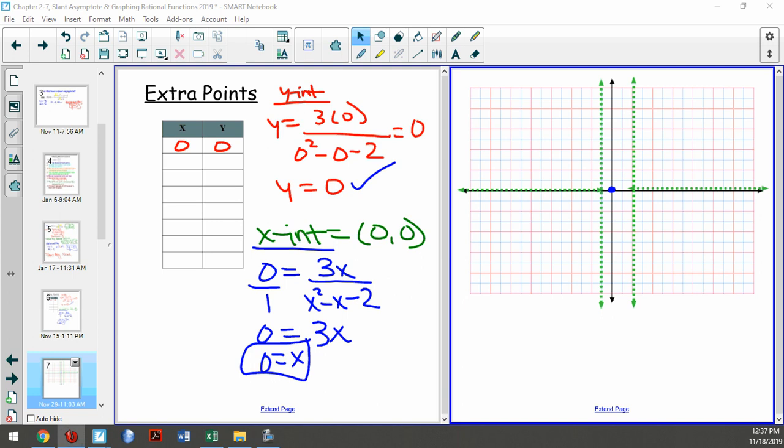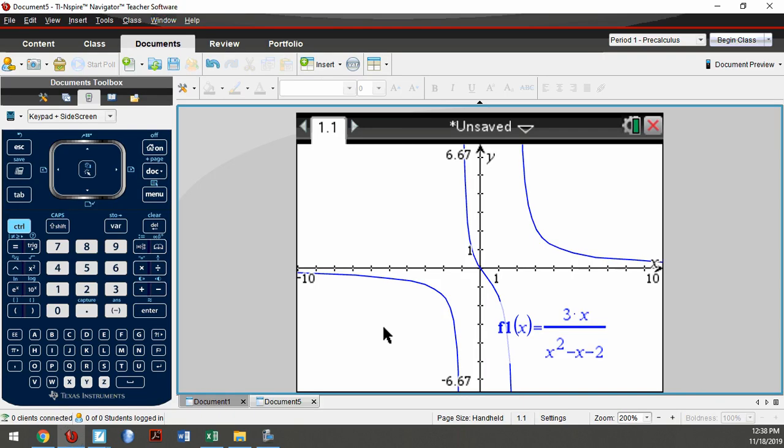So 3x over x squared minus x, is it plus 2? Minus 2? I hit enter, and this is my graph. Do we all see that? It looks a little funky, doesn't it? Okay?